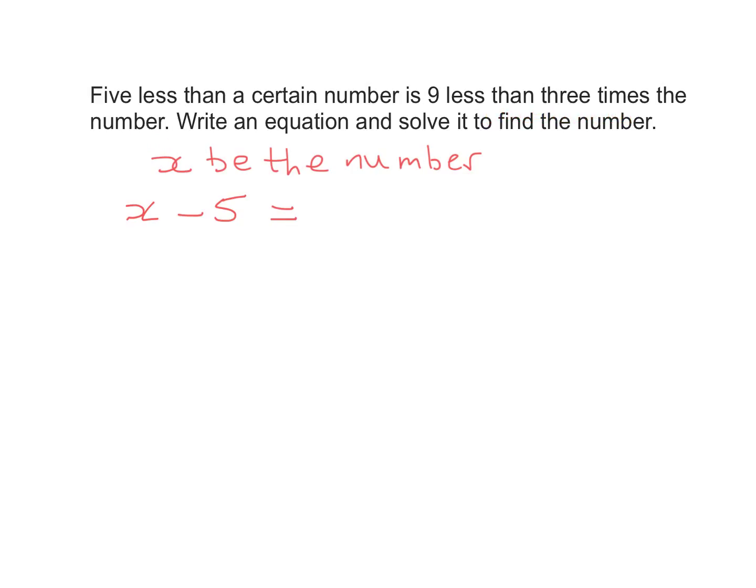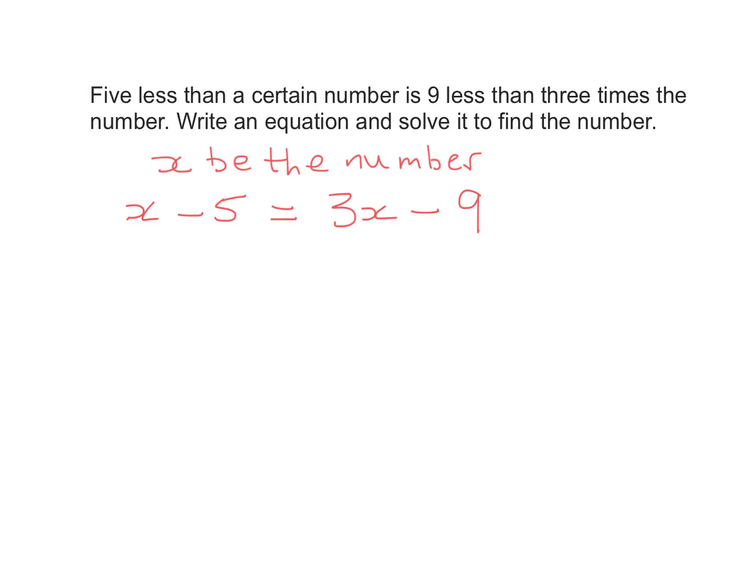The next thing we can do is equals, well, it's going to be 9 less than 3 times a number. So 3 times a number can be written as 3x, and obviously we've got to take 9 away from that because that is what we have been told over here. So 9 less than 3 times a number. 3 times a number, take away 9. So now we have an equation, and we actually now need to solve that.